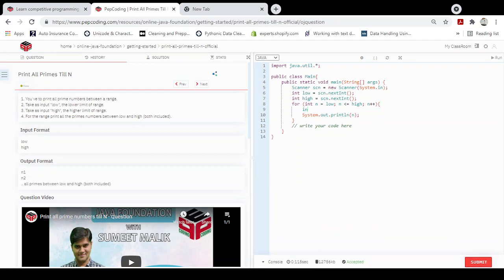How? I'm writing int count equals 0, and then we'll check for the factors like in the previous question, we did int fact starting from 2. Okay, and then fact into fact less than equal to n. Why? Because we need to check till the square root of n. So square root of n is not writable here, so I'll do fact into fact less than equal to n and then fact plus plus.